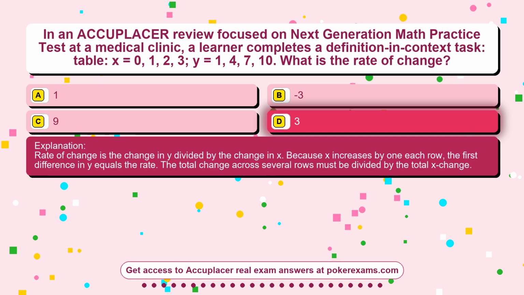Rate of change is the change in y divided by the change in x. Because x increases by 1 each row, the first difference in y equals the rate. The total change across several rows must be divided by the total x-change.